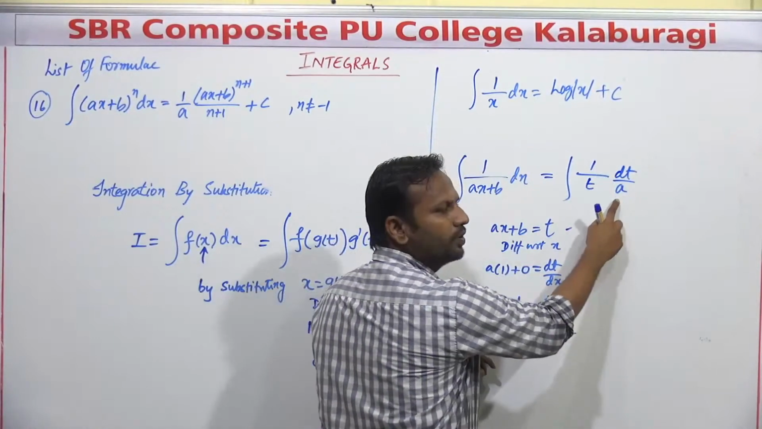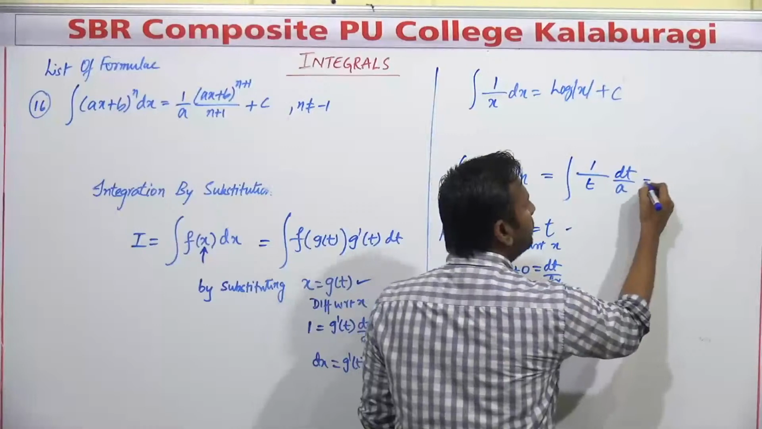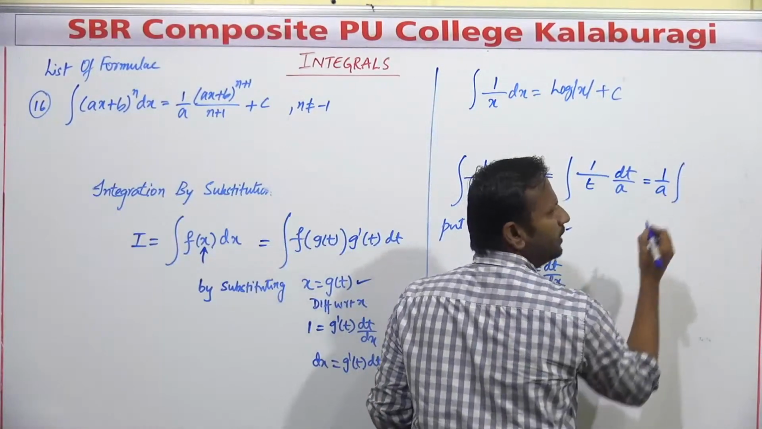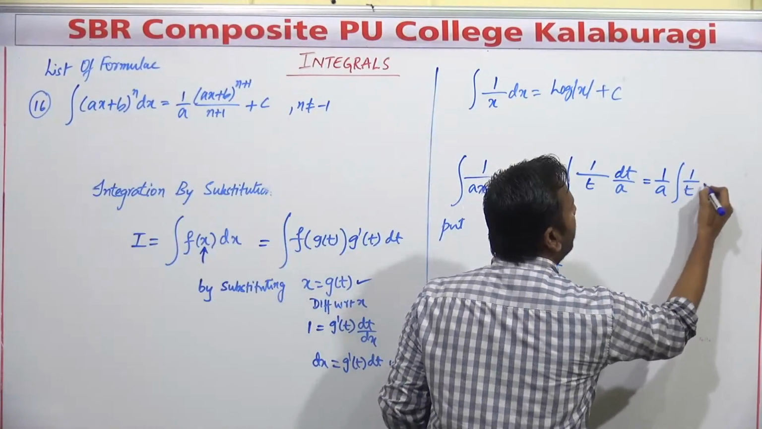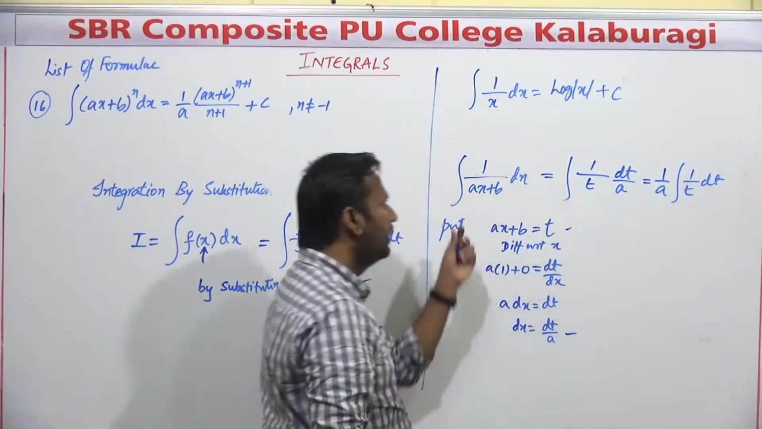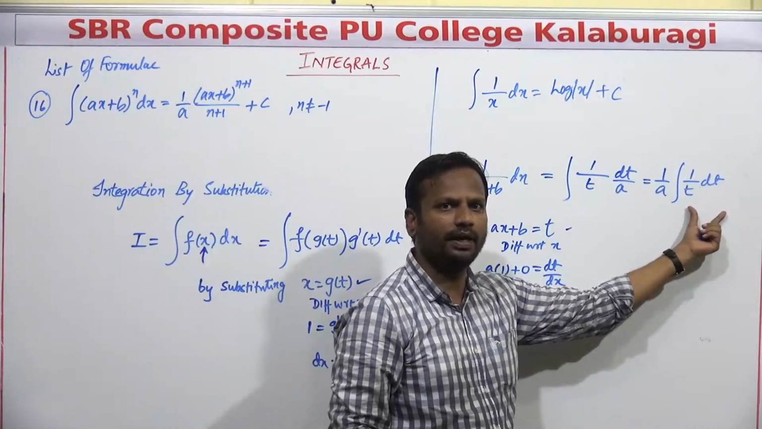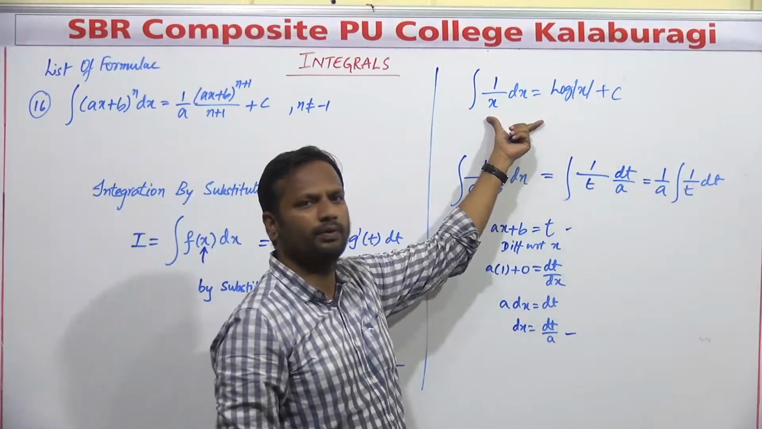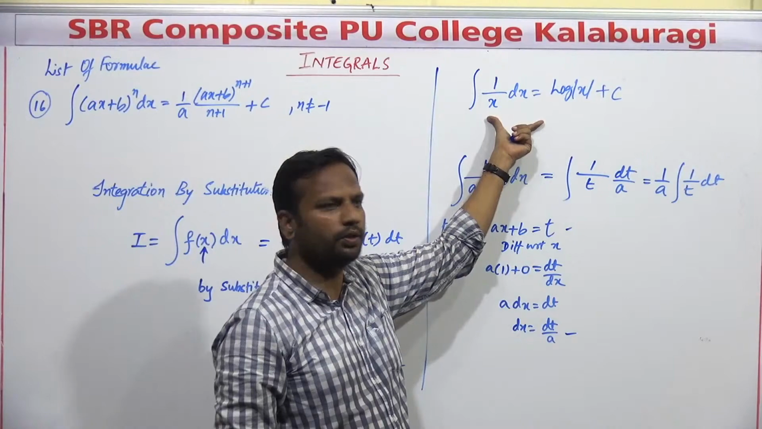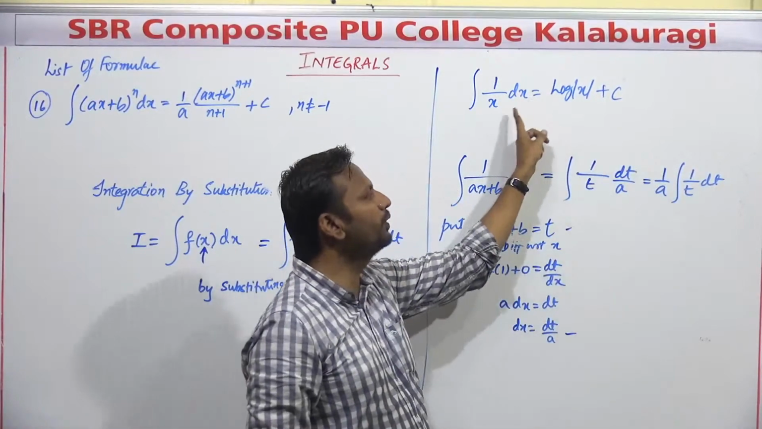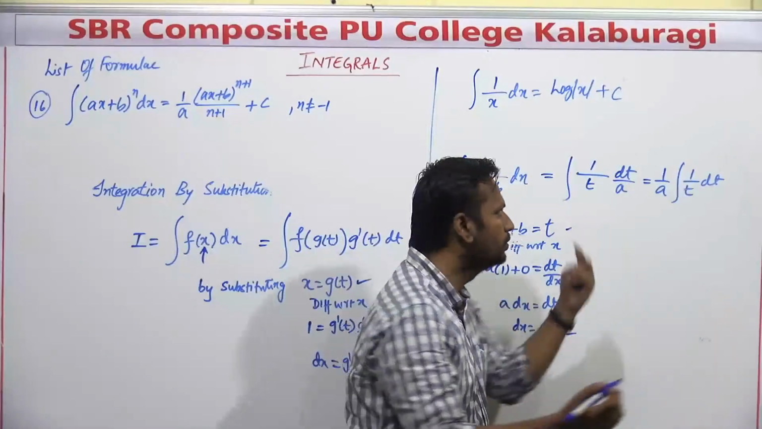So 1 by a is a constant. Take it outside the integral. It becomes 1 by t dt. Now here, it is a little bit complicated. Whether they have simplified it here in the form of t, right? Does it look like the formula integral of 1 by x dx, yes or no? It looks like this formula. Here it is with respect to x. Here we have it with respect to t. So what do we have to do?